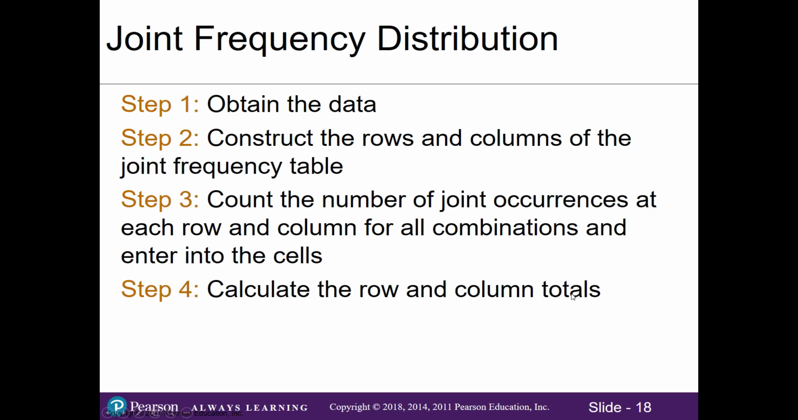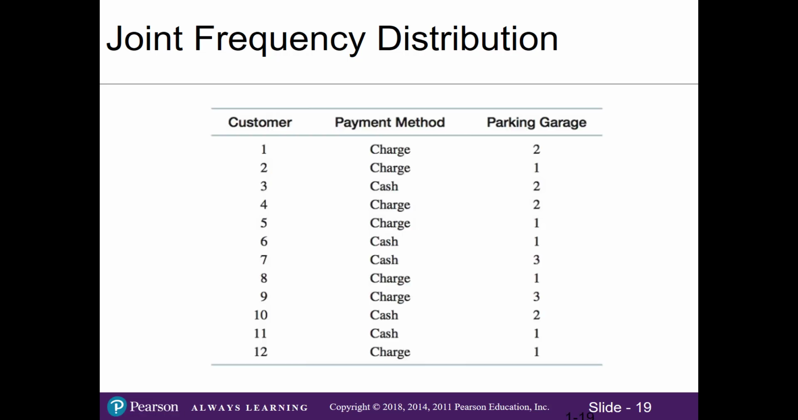Next is the joint frequency distribution. With joint frequency distributions, what we're trying to do is understand data that has 2 variables. It can be qualitative or quantitative, but the steps here are first we'll collect the data, then we'll create a table, and then count the joint occurrences and enter them into the table, and then figure out the totals. So let's see an example.